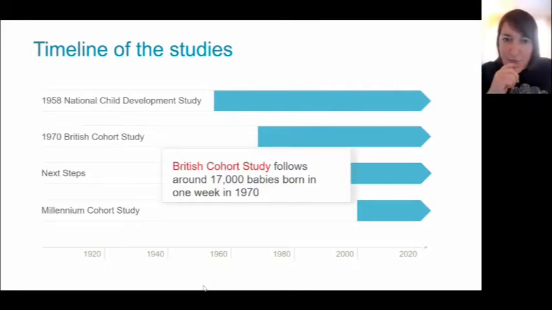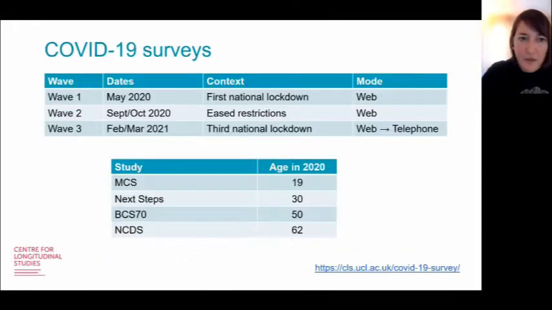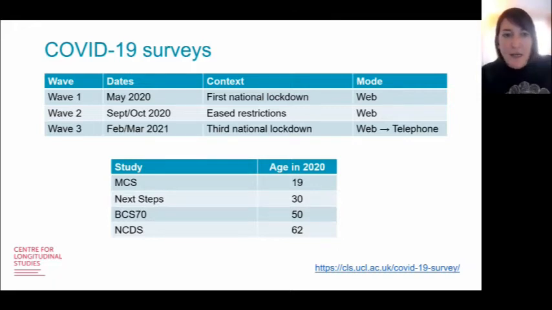So obviously, as I've said, the focus today is the British Cohort Study, sometimes known as BCS 70, and this follows the lives of around 17,000 babies born in one particular week in 1970. There are some additional data sources that are affiliated with the BCS, as well as the other cohort studies that we have at CLS. And these are the COVID-19 surveys.